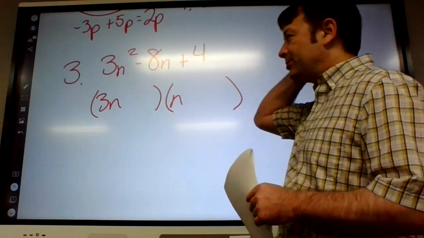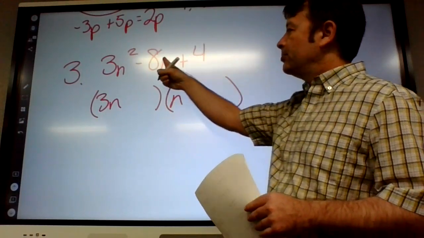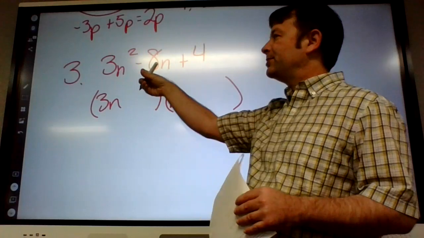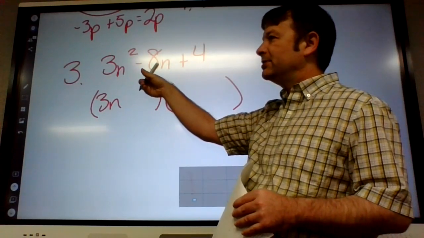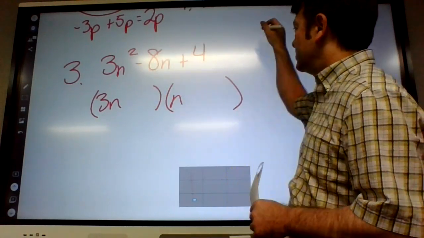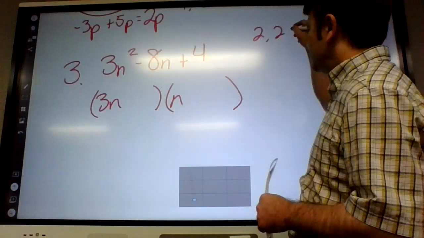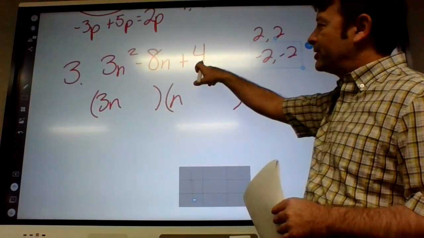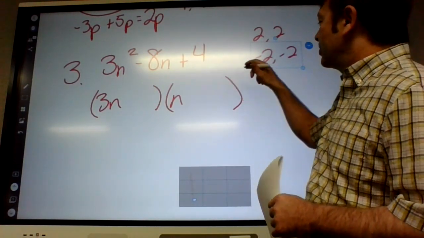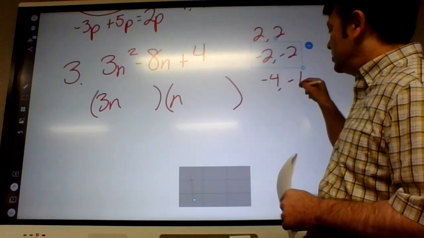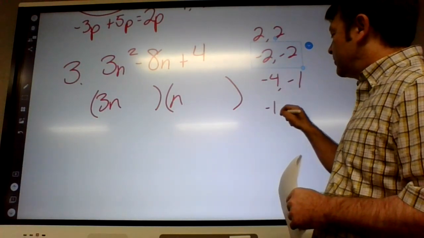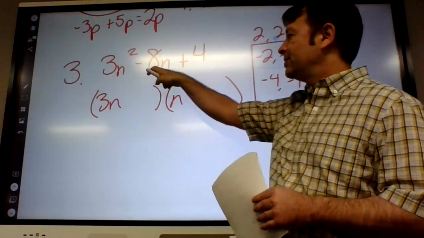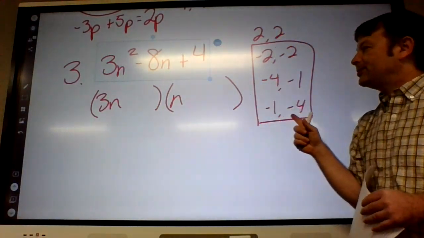Okay, it could be 2 and 2, right? Or 4 and 1. But since it has to eventually FOIL to a negative 8n, is 2 and 2 gonna get me there? Nope. Maybe -2 and -2 might, and those still multiply to +4, right? Or it could be -4, -1, or -1, -4. So based on this being a -8, these are my 3 realistic options.